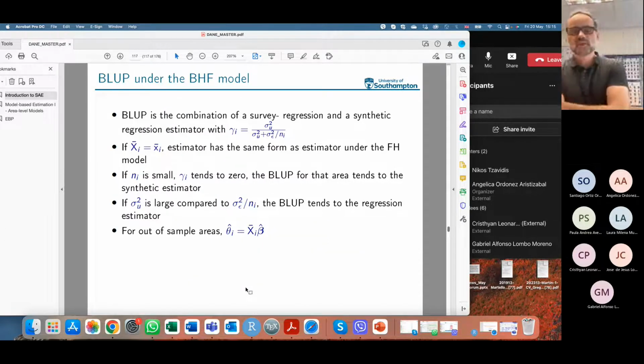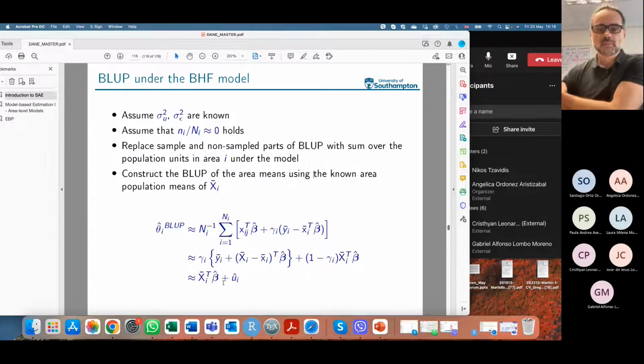A few more observations here. The BLUP, as you will see here, as the way we have written the BLUP here, and Angela mentioned that at some point as part of session 1, you see that the BLUP is expressed as a combination that receives weight. So this here is a regression estimator, and then the second bit is a synthetic estimator. Okay, a survey regression estimator and a synthetic estimator with weights equal to gamma i and 1 minus gamma i.